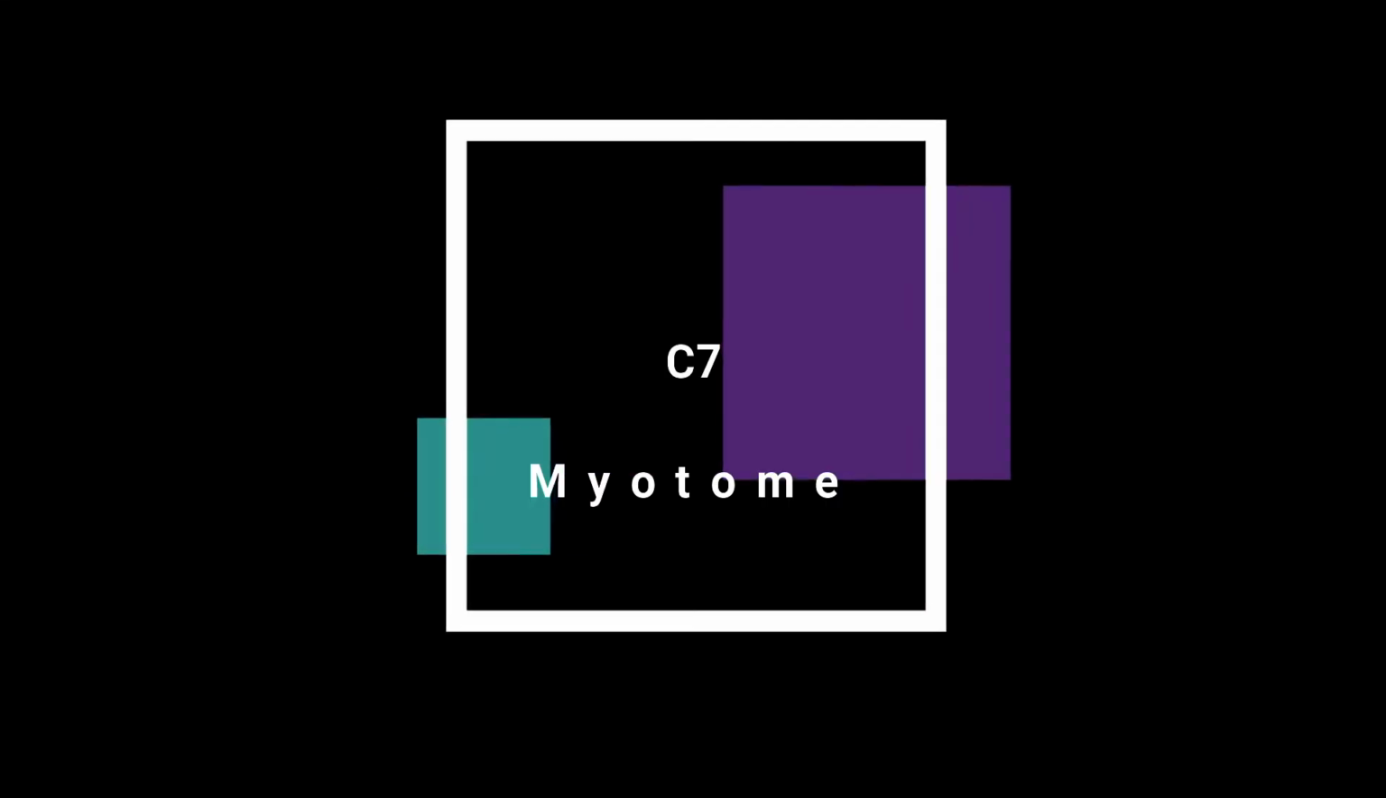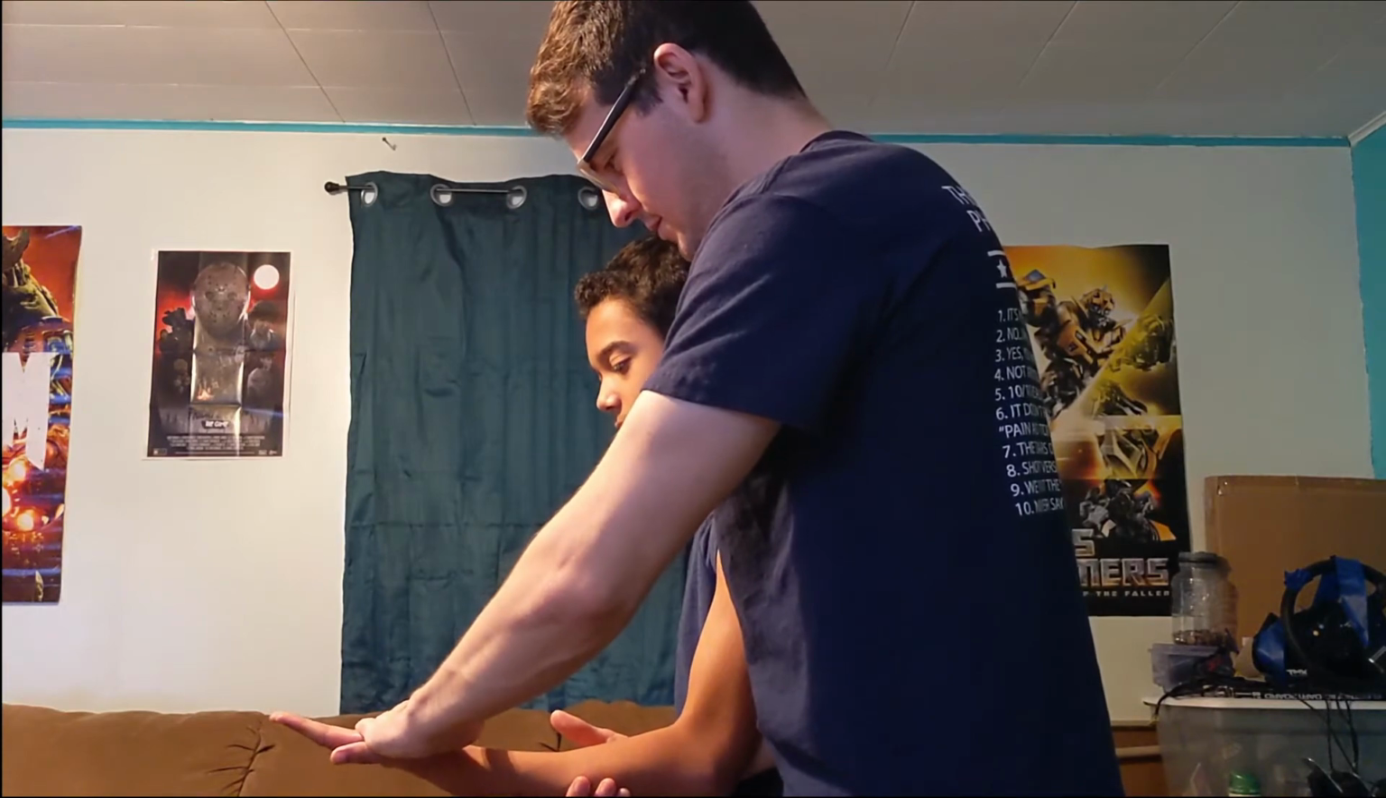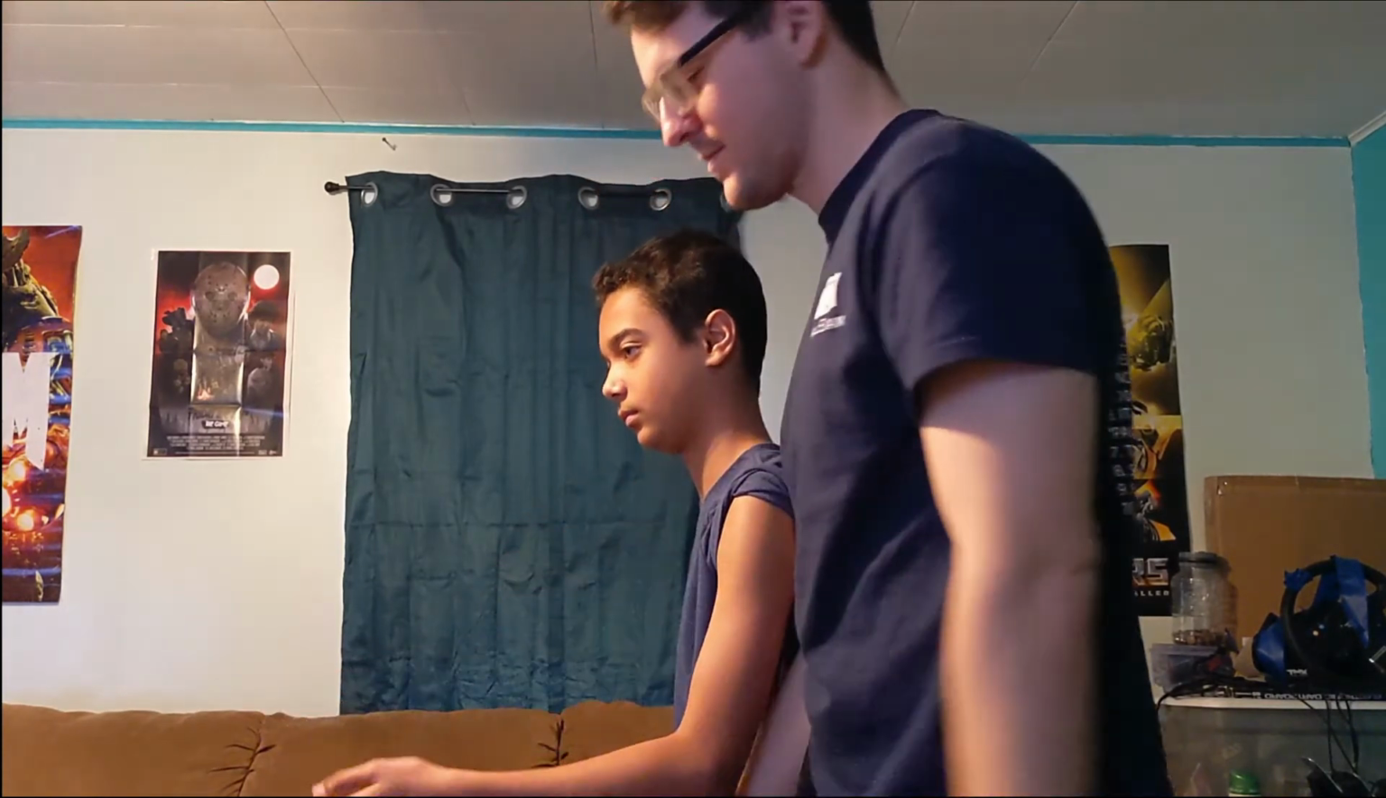For the C7 myotome, we will be assessing elbow extension and wrist flexion. With the starting position shown here, stabilize the shoulder girdle and ask the patient to push his elbow out towards the wall. For wrist flexion, stabilize the forearm and resist wrist flexion with your resistance hand.